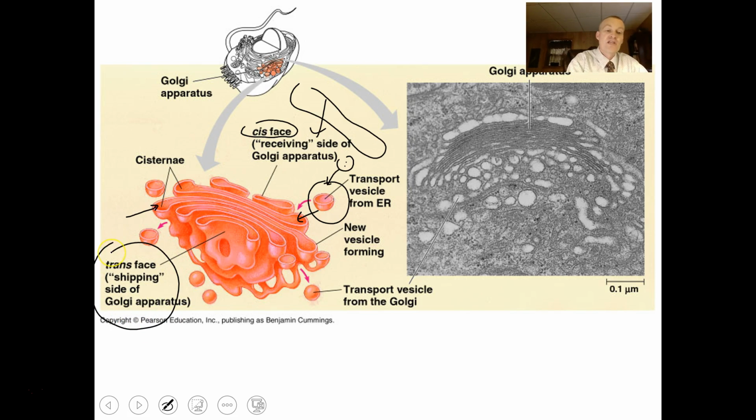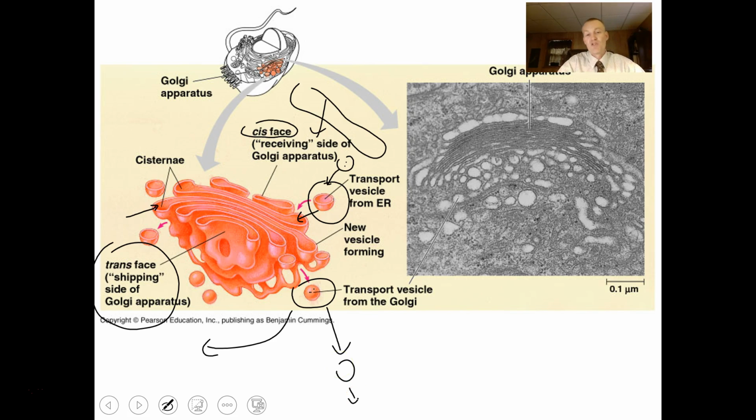The trans face over here is the shipping side, or the eroding side, and so you get little vesicles that erode off of that, so it keeps the proteins inside of those little vesicles separated from the rest of the cytoplasm. And those little vesicles can go on to make lysosomes, or they can dump the products to the outside of the cell.